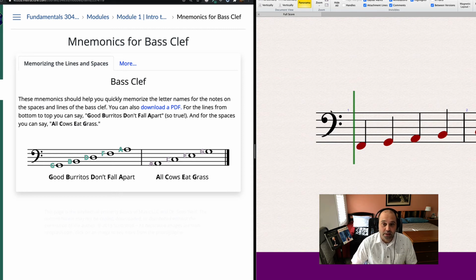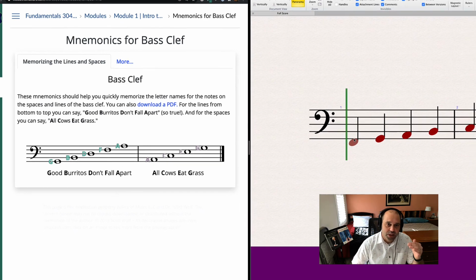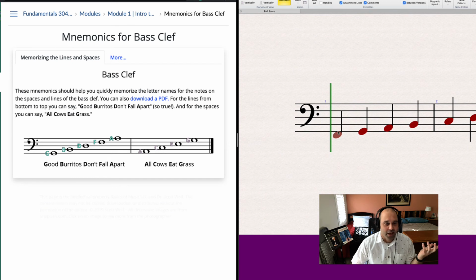It might be better to start from a mnemonic on the lines. Good burritos don't fall apart. So true, right? This one isn't included in that, but G is right near it. So if good is there, then the first note I had is just down one. From G down one spot in the alphabet, F, and we're good. F, and then there's my G.